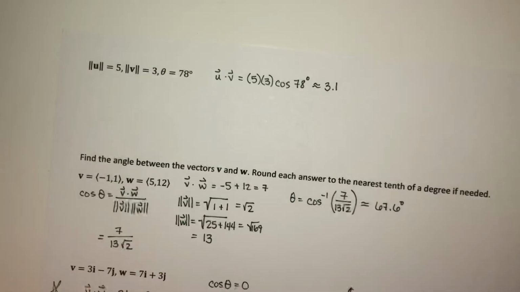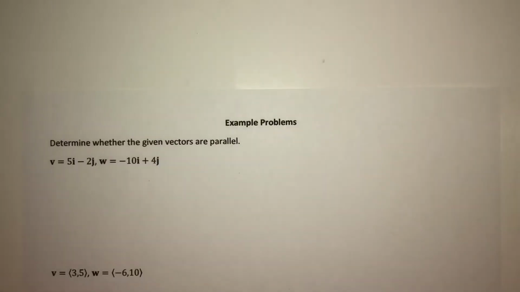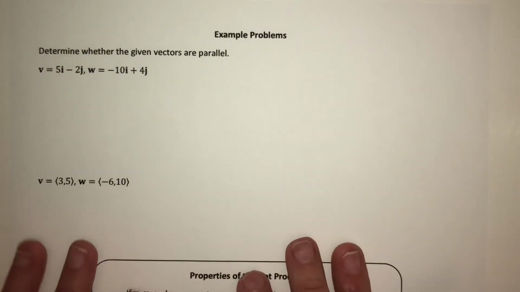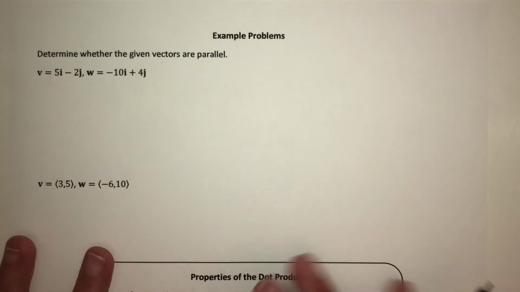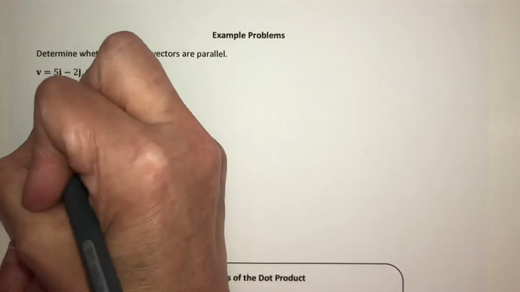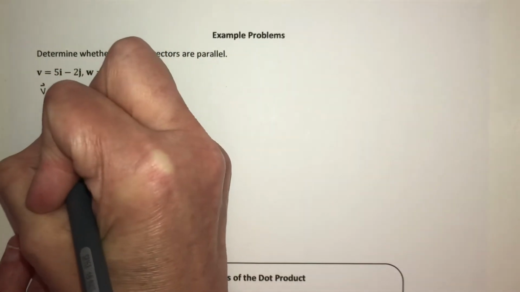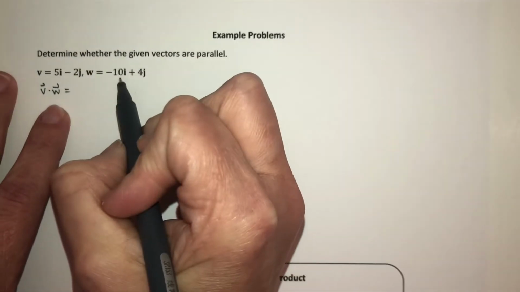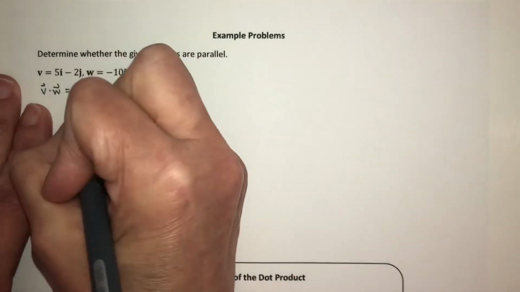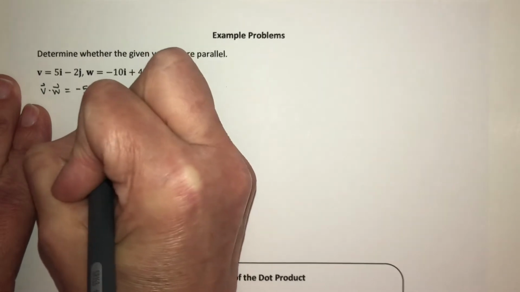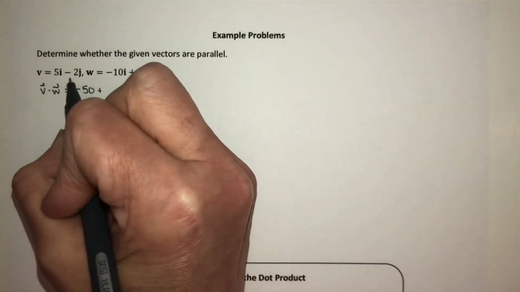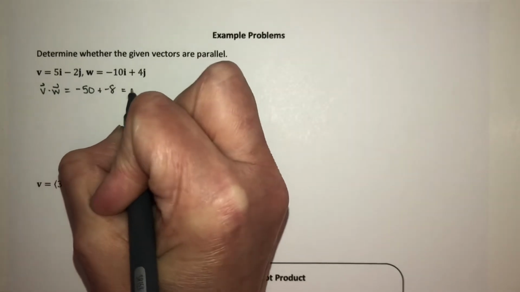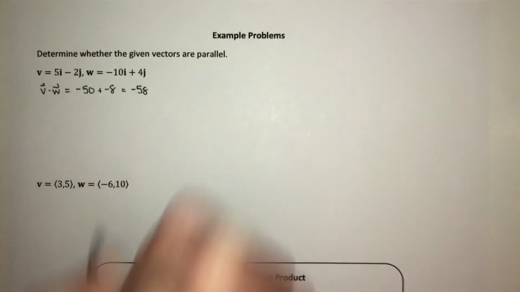So let's look at an example here, where we want to decide whether these vectors are parallel. We're going to find the dot product first. So v dot w. This will be -50 plus -2 times 4 is -8. So this is -58.